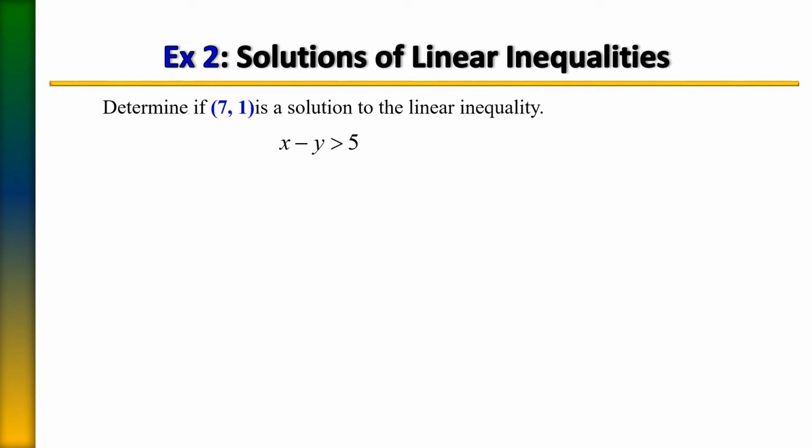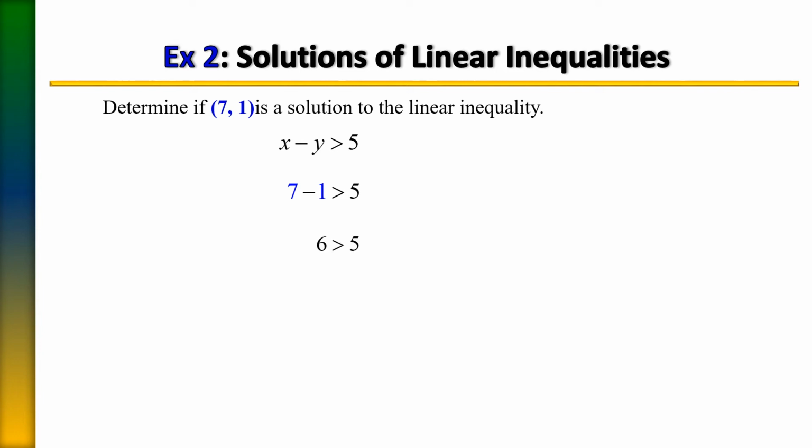So let's go ahead and plug this ordered pair in. We're going to plug in a 7 for x, and we're going to plug in a 1 for y. When we do that, it's going to look like so. Let's go ahead and finish solving the left side. 7 take away 1 equals 6.